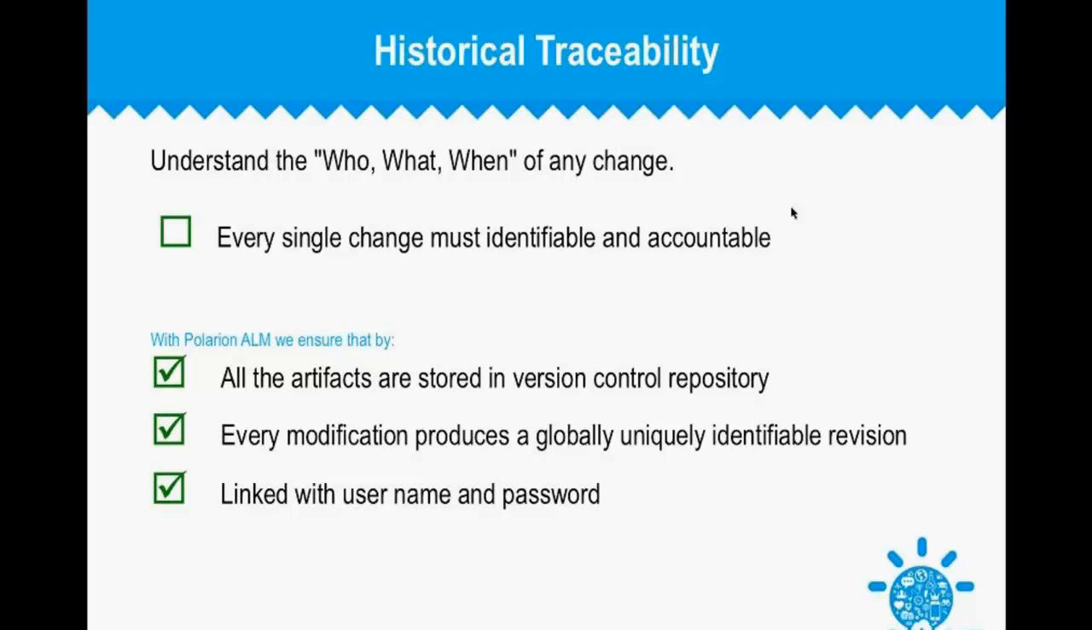And with Polarion ALM, we ensure that in a way that all the artifacts, including the process models, including the requirements, testing procedures, simply everything is stored in the version control repository. Every modification produces a globally unique identifiable revision.